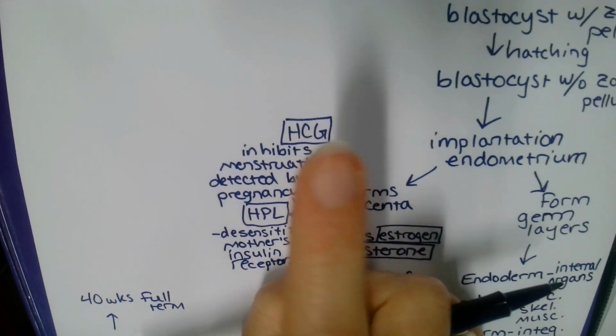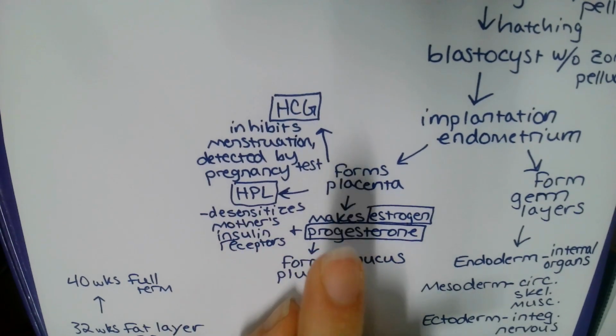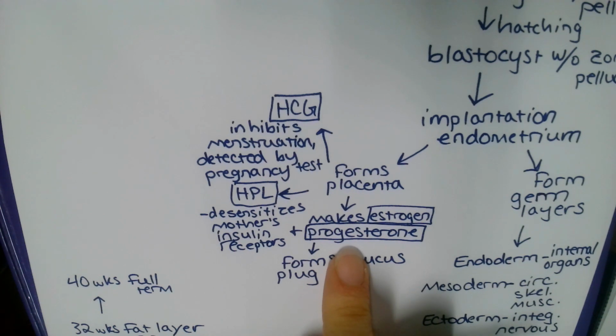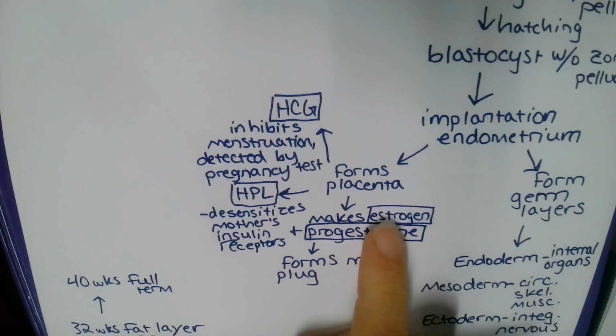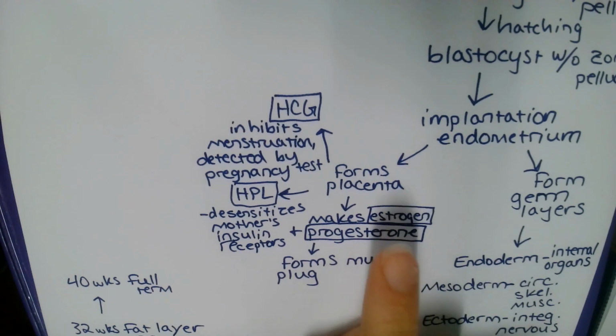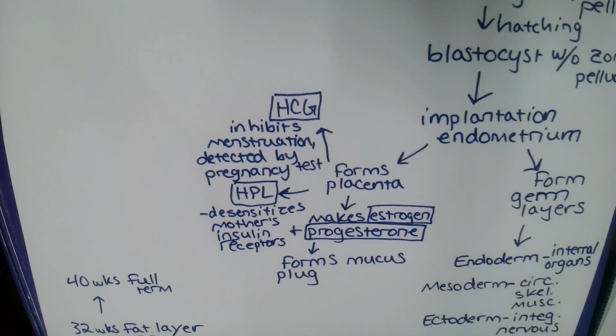Where they're made, HCG is made by the placenta, HPL made by the placenta, estrogen and progesterone made by the placenta. Although I want you to know that estrogens are also made by the follicle, and progesterone is made by the corpus luteum, which we're about to go over in the menstruation. And at the very end, I'll go over all the hormones also. Good questions. Any other questions?